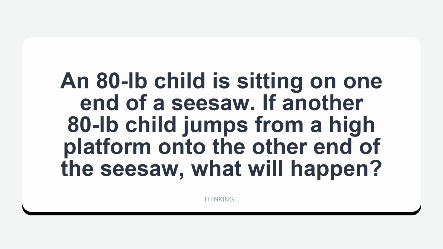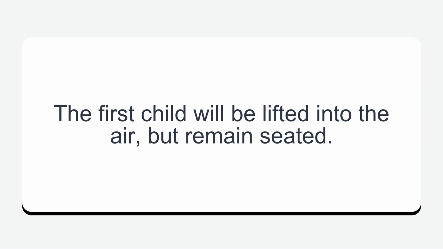An 80-pound child is sitting on one end of a seesaw. If another 80-pound child jumps from a high platform onto the other end of the seesaw, what will happen? The first child will be lifted into the air, but remain seated.